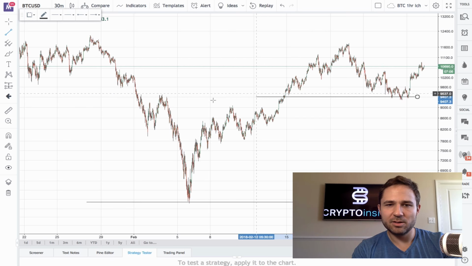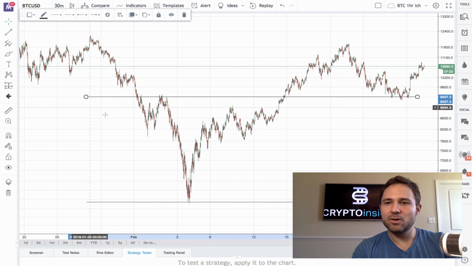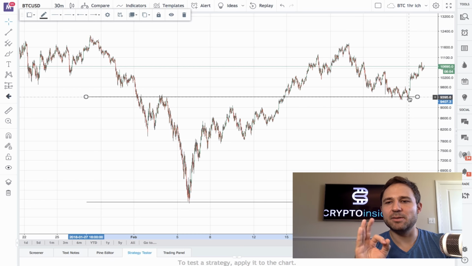So let's draw a support line right here and see how many touch points we can actually find. All right, so look what happened here. We looked at this one area over here and we saw that Bitcoin hit that level of support 3 times and bounced. All right, and then we drew a line to past pricing information, and lo and behold, we found more touch points.